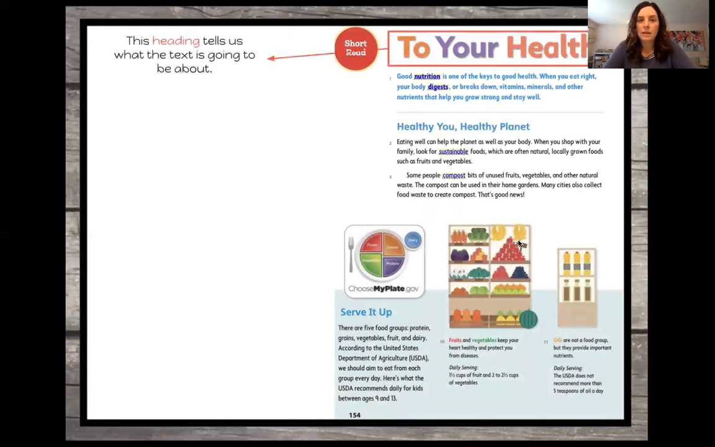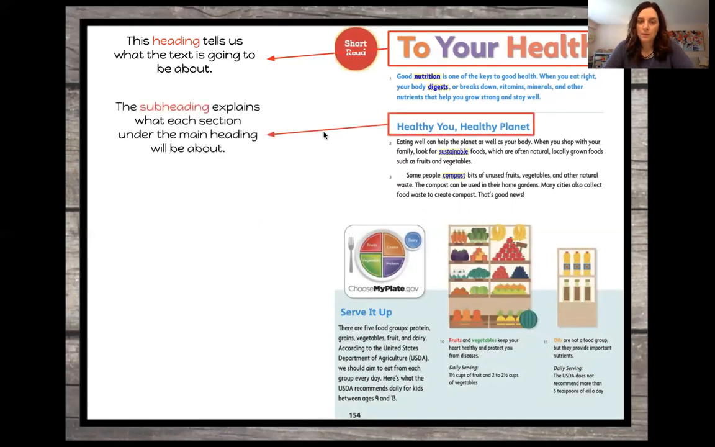So right away, I see that there is a heading and it's in big bright letters and it says to your health with an exclamation point. So I know I'm going to be reading about something that helps me be healthy. This heading tells us what the text is going to be about. Then I have a subheading. It says healthy you, healthy planet. That explains that this section is probably going to be about something that makes me healthy, but also helps the planet to be healthy. So remember, the subheading explains what each little paragraph under the main heading is going to be about.